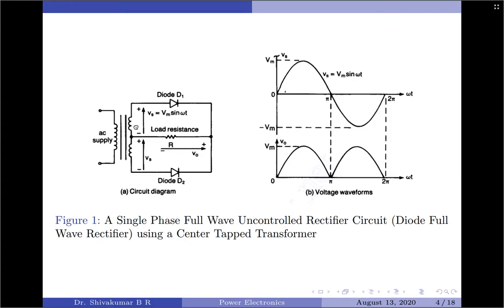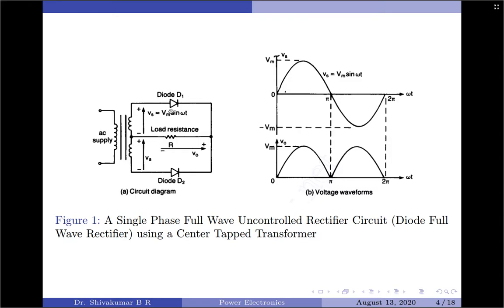Now the operation is pretty simple. In the positive half cycle of the input AC supply, diode D1 conducts and a load voltage appears across the load resistance R. In the negative half cycle of the supply, diode D2 conducts and a load voltage appears across the resistor R. What should be noted here is that the moment the input half cycle starts, the diode in an ideal scenario turns on at time t equals 0, and therefore the load voltage simply follows that of the input supply in an ideal condition.